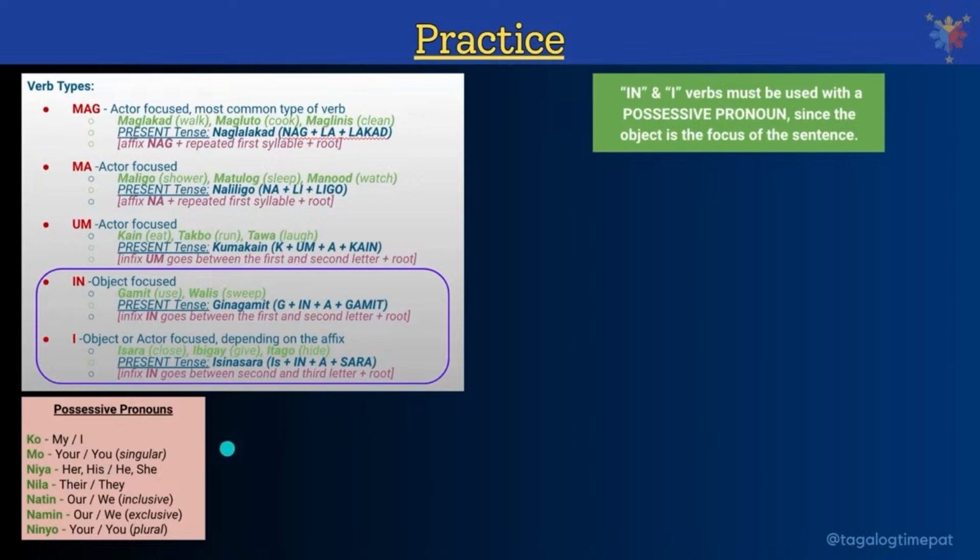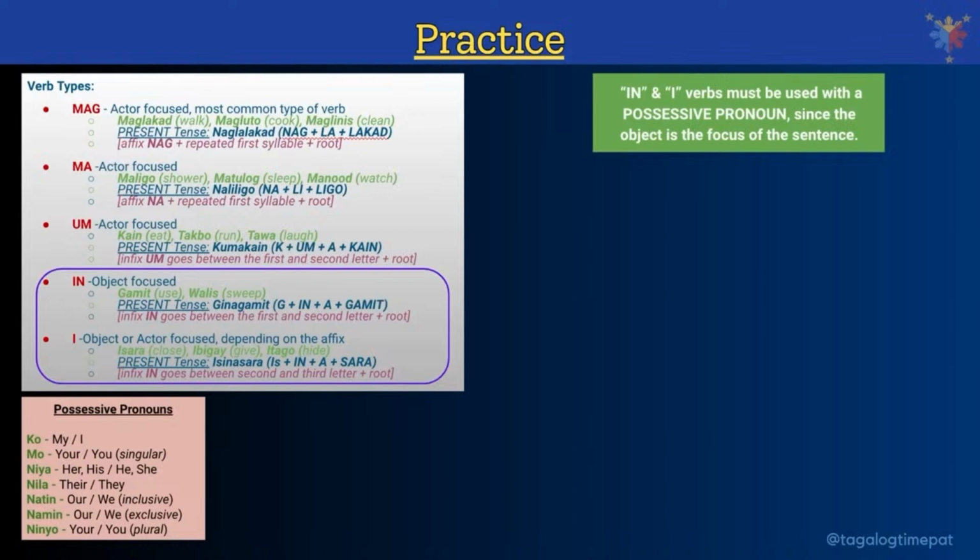So let's take a look down here in the bottom left corner. Here are possessive pronouns. Ko means my or I. Mo means your or you singular. Niya means her or his, he or she. Nila means their or they. Natin means our or we inclusive. Namin means our or we exclusive. Ninyo means your or you plural.